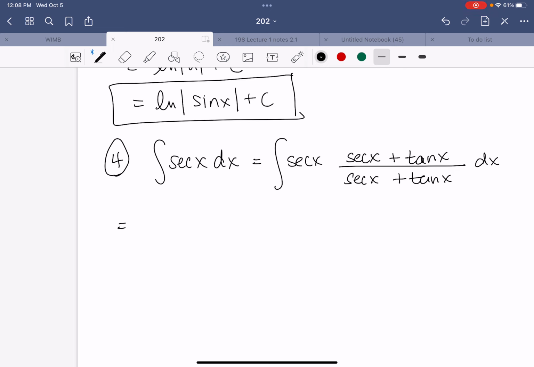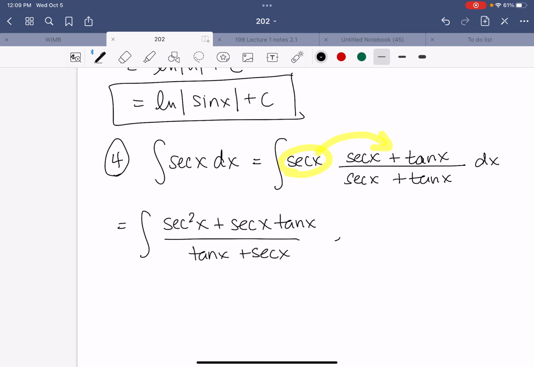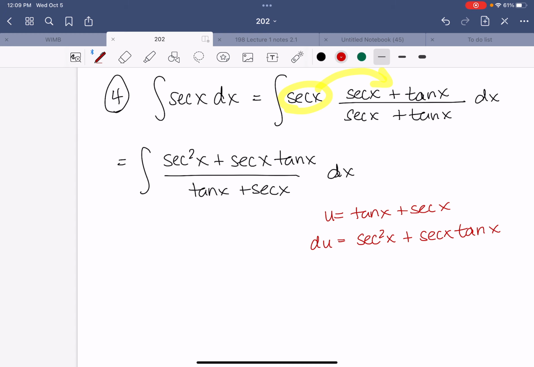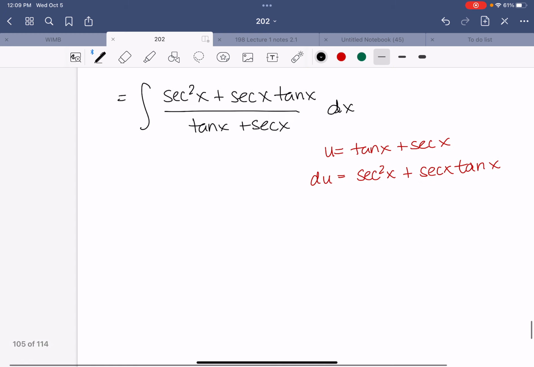So if you distribute the secant x into the numerator only here, you get secant squared x plus secant x tangent x. And on the bottom, I'm going to flip the order there to make it tangent x plus secant x dx. And now, just like before, I'm going to use a u substitution, and I'm going to u sub for the denominator. So that's the tangent x plus the secant x. And when you take your du, the derivative of tangent x is secant squared, and the derivative of secant x is secant x tangent x. And so notice that that is exactly what I have in the numerator.